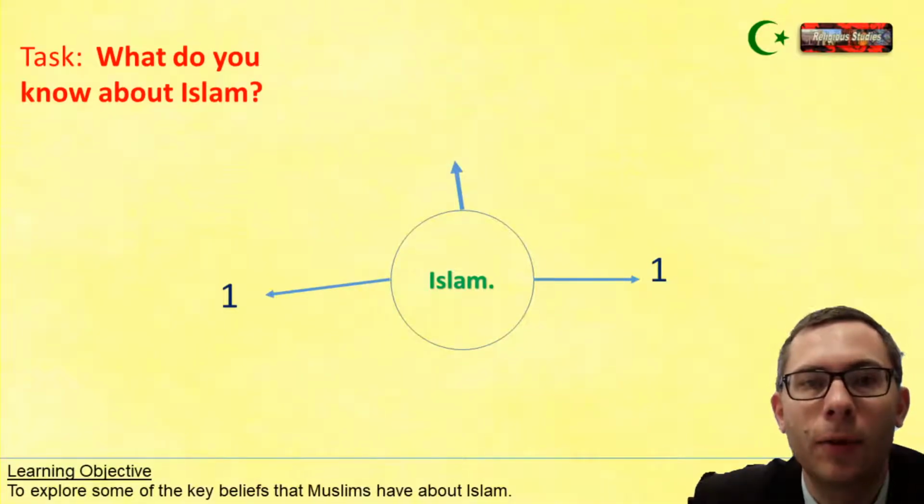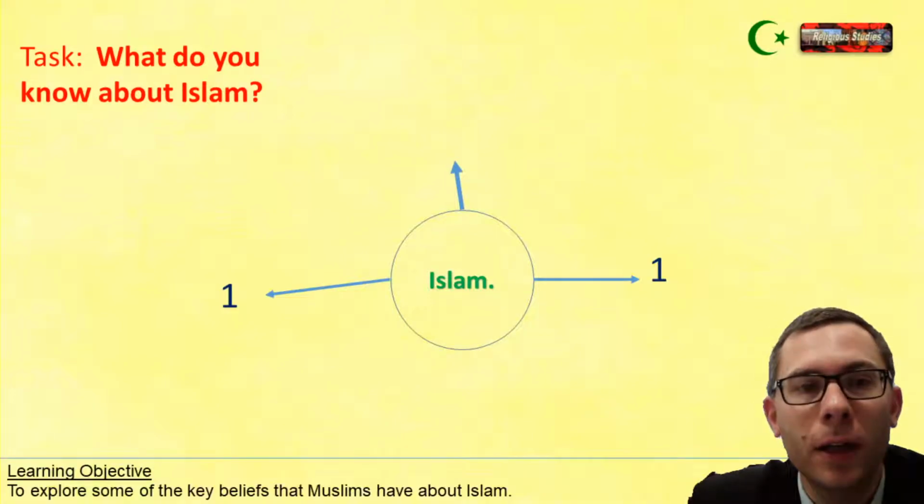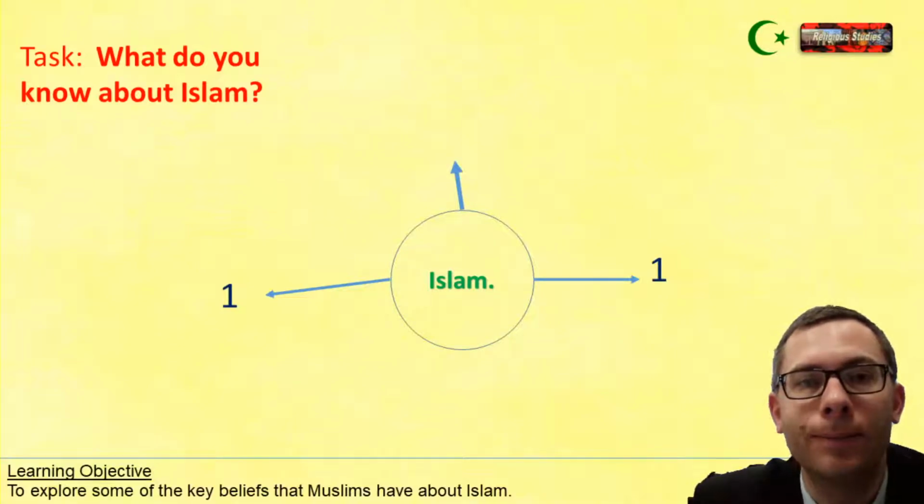Okay, so welcome back. So the first thing I'd like you to do is to make a little mind map for me over a page or half a page with the word Islam in the middle of it. And I'd like you to write down anything you already know about Islam with a number 1 next to it, please. So anything you already know about Islam with a number 1 next to it. And do that now, pause me and then come back to me.